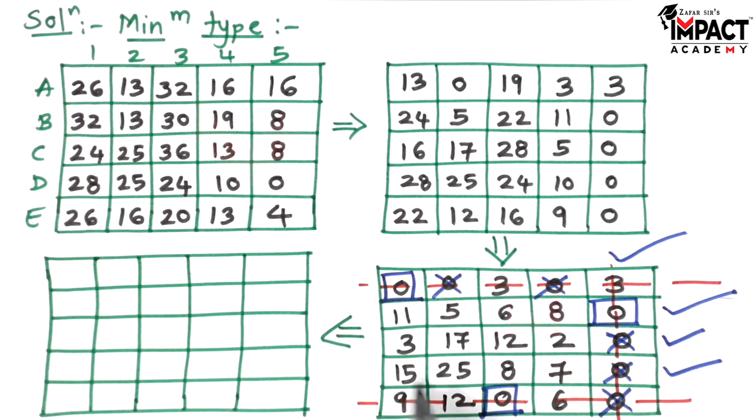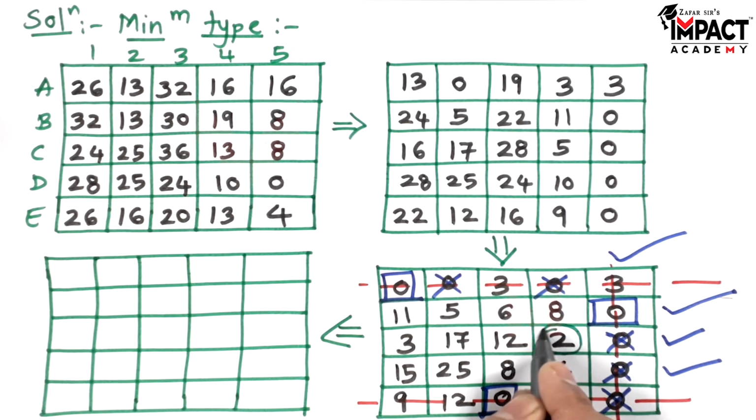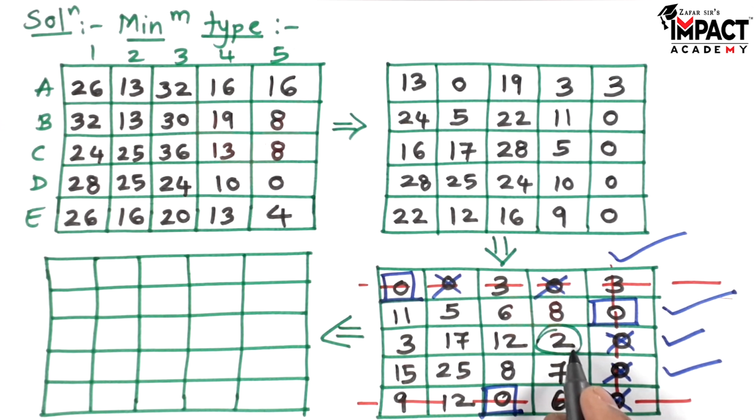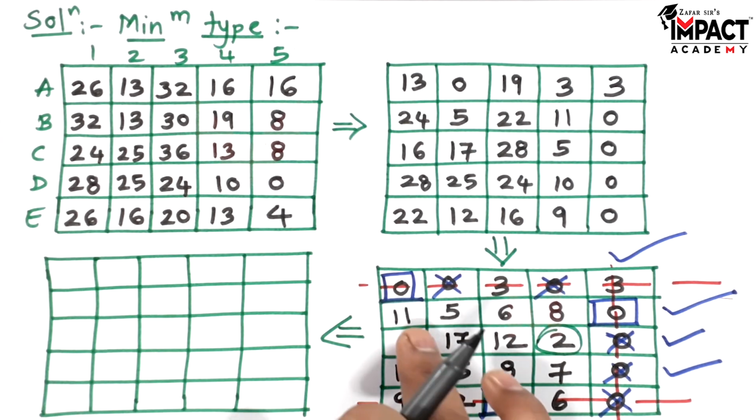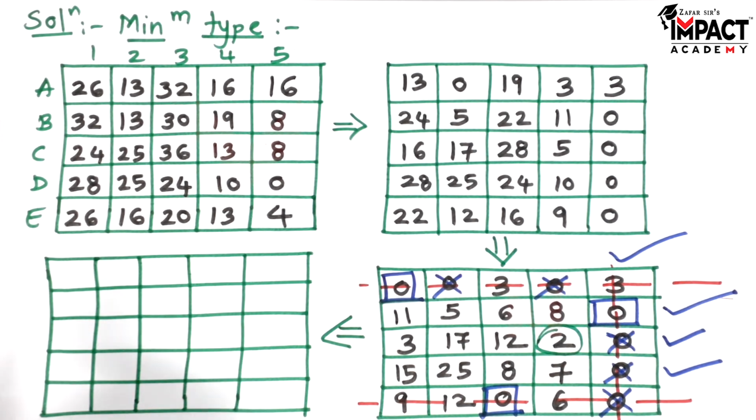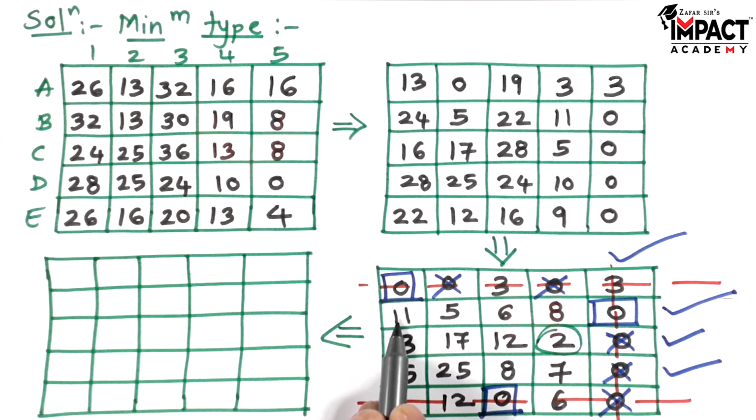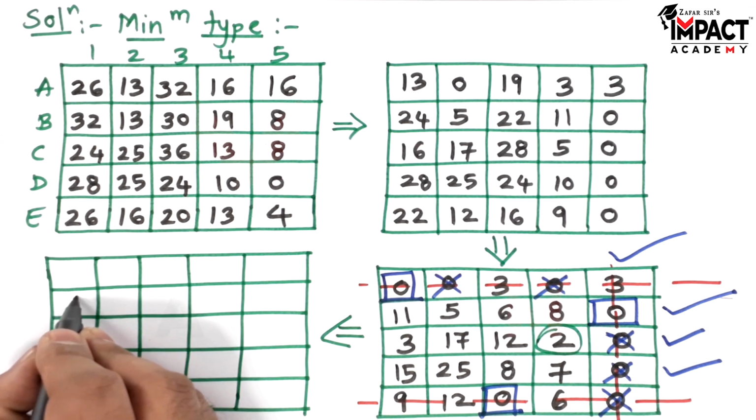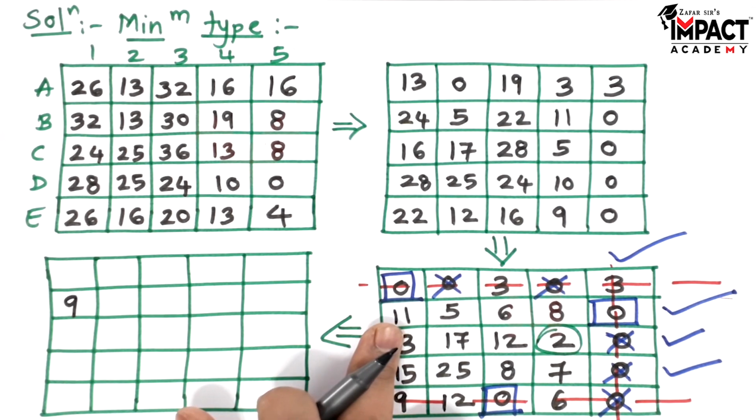So out of these uncovered values, select the least value. The least value we see here is 2. This is the least value. So subtract this least value from each of the uncovered elements. For example, the uncovered element is 11. So 11 minus 2 is 9. Write it at the same location where 11 was.